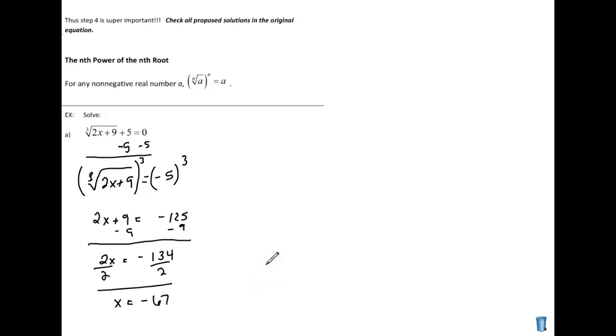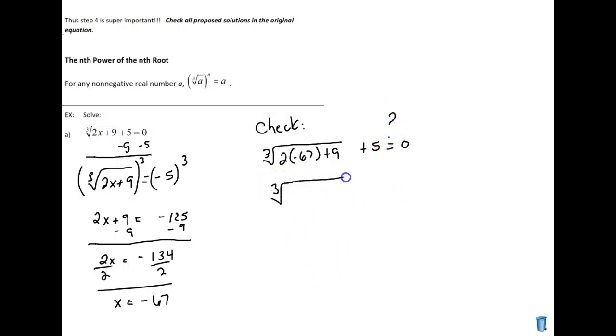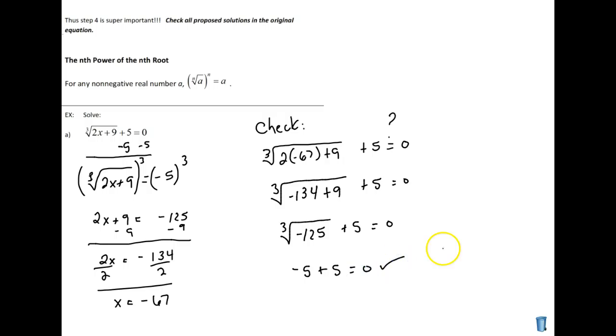Okay. So now what I need to do is plug that back in to check. Does the cube root of 2 times negative 67 plus 9, and then plus 5 equal 0? That's the question. Well, this gives me the cube root of negative 134 plus 9, plus 5. So that's the cube root of negative 125 plus 5, which is, of course, negative 5 plus 5. So that checks off just fine.